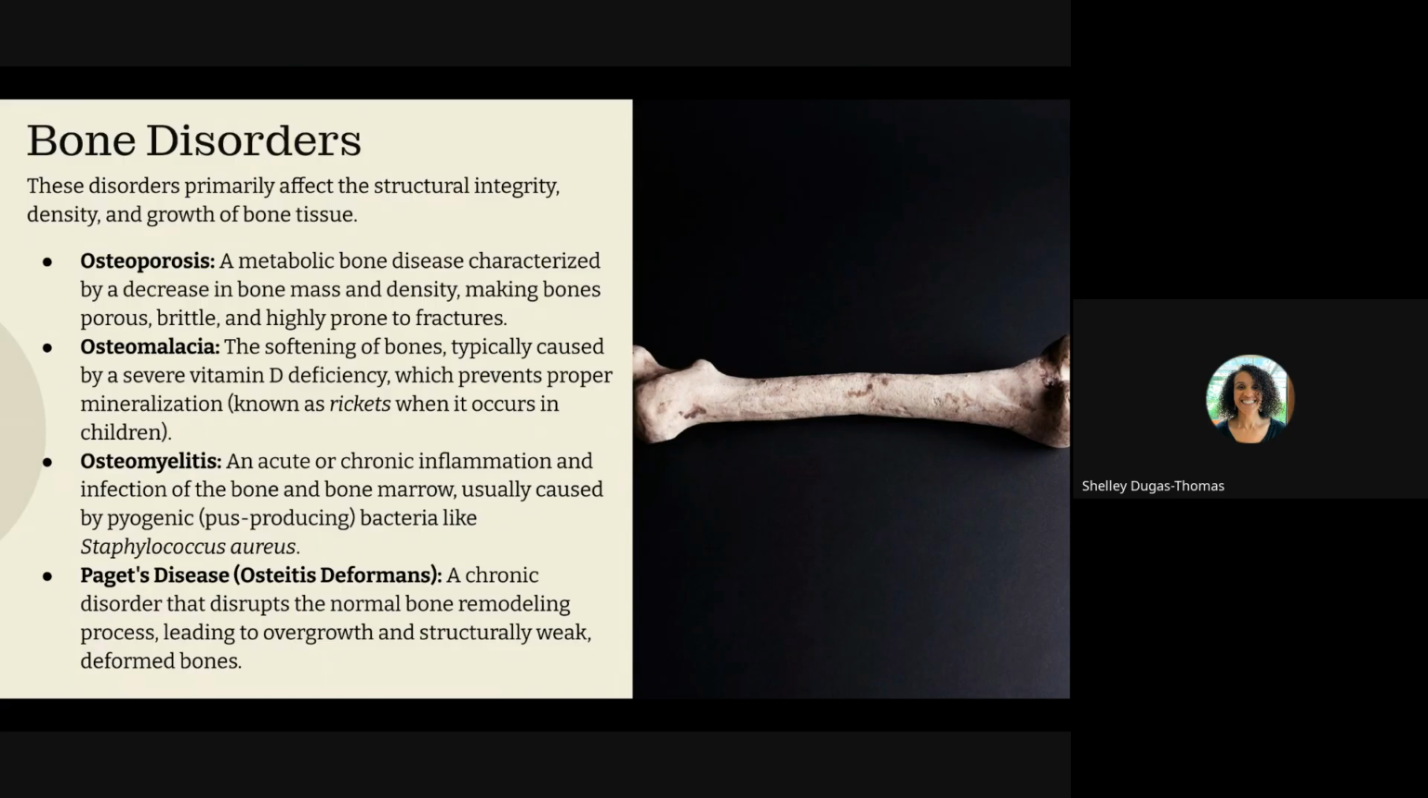Osteomalacia, which we talked about earlier, is osteo, bone, plus malacia, softening, which is softening of bones due to vitamin D deficiency. Osteomyelitis is osteo, bone, plus myelo, root for bone marrow or spinal cord, plus itis, inflammation. This is an infection that has penetrated deep into the bone marrow.